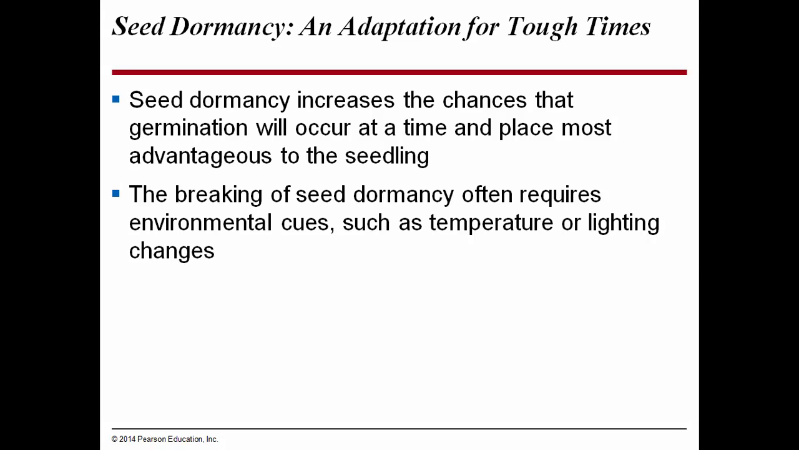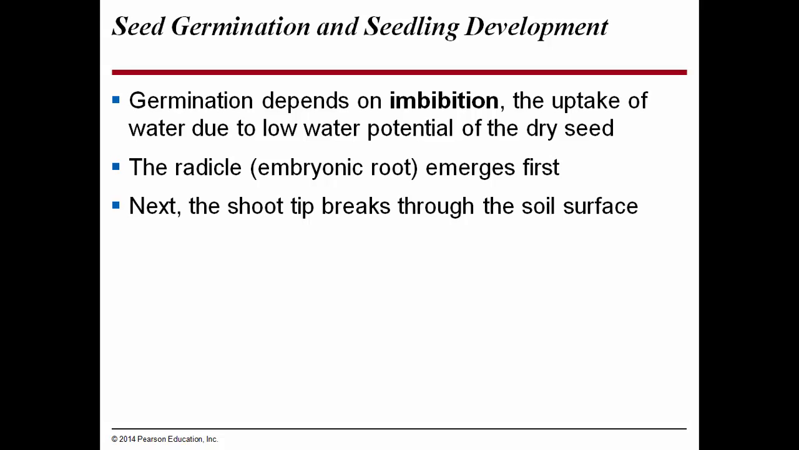Some seeds you have to rough up on sandpaper, and some seeds have to be soaked like 3 times before they'll sprout, and some seeds have to be swallowed by an animal, like the mango. Mangoes have to pass through a cow in order for the tree to be able to sprout. The breaking of seed dormancy often requires environmental cues such as temperature and lighting changes.